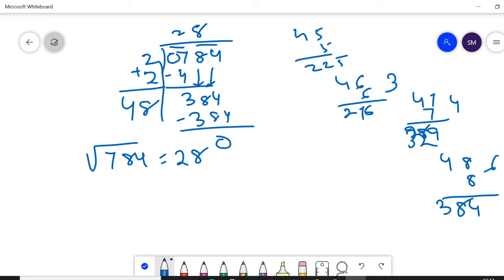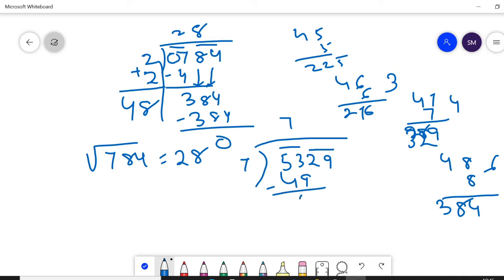Then take another number, 5329. Find the square root by long division. At first, make pairs. Then think about 53. 2 twos are 4, 3 threes are 9, 5 fives are 25, 6 sixes are 36, 7 sevens are 49, 8 eights are 64, which is greater than 53. Then put 7 sevens are 49.